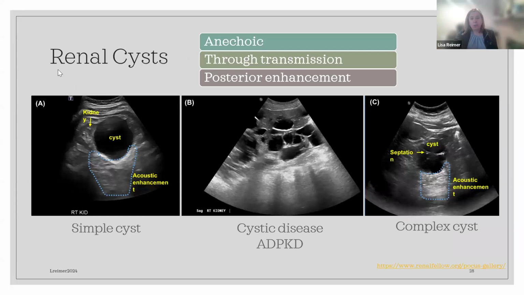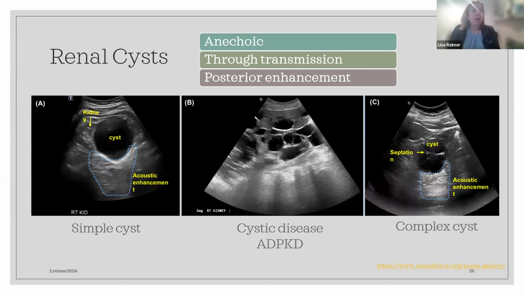Renal cysts, just quickly, a cyst is a cyst in the body. So the three criteria for a cyst is that it's anechoic, so the sound beam passes right on through it. That's called through transmission, and afterwards creates this artifact of sound called enhancement.